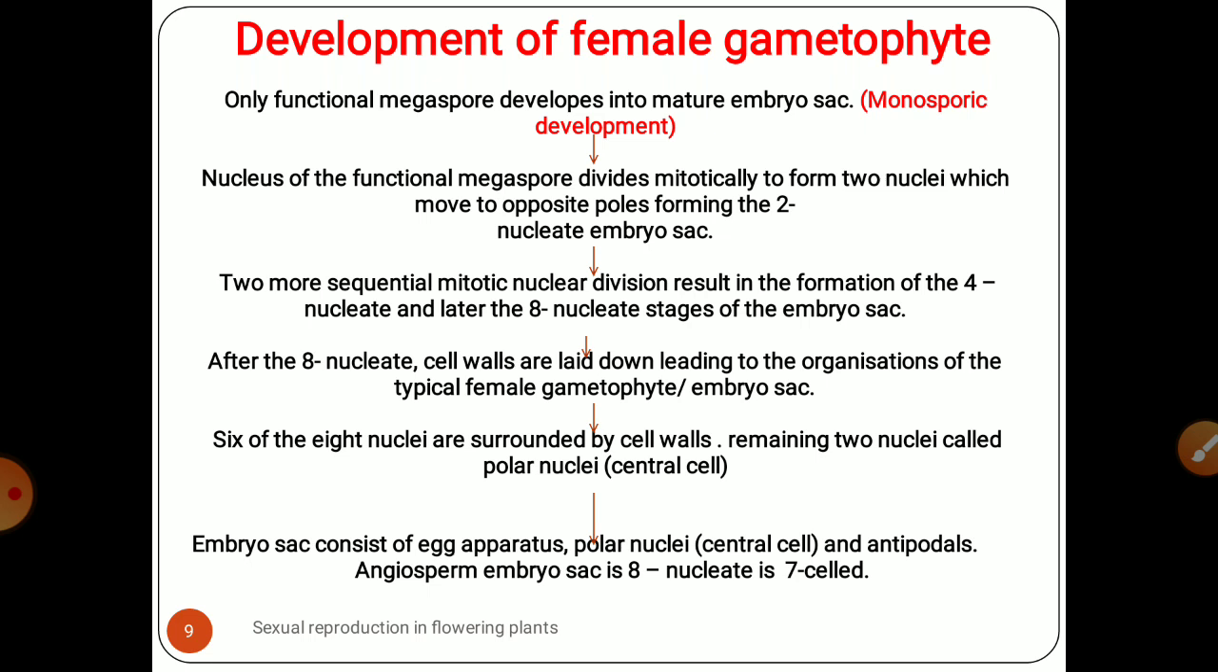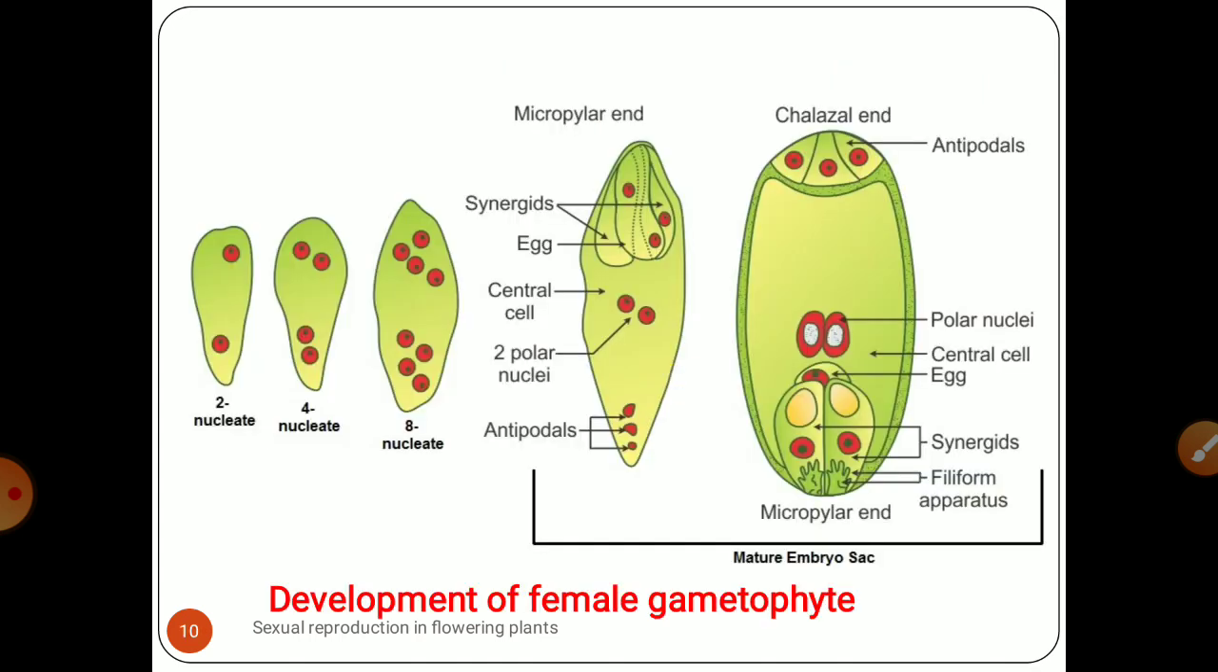Now meiosis was already over. Now another type of division will take place, which is called mitosis. So now further division will take place. Let's discuss through this diagram. Here you can see that the megaspore contains only one nucleus.